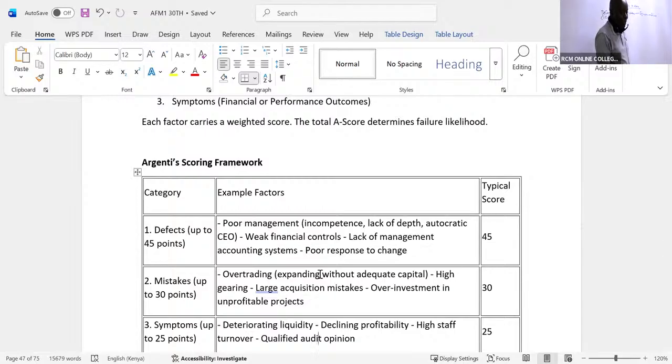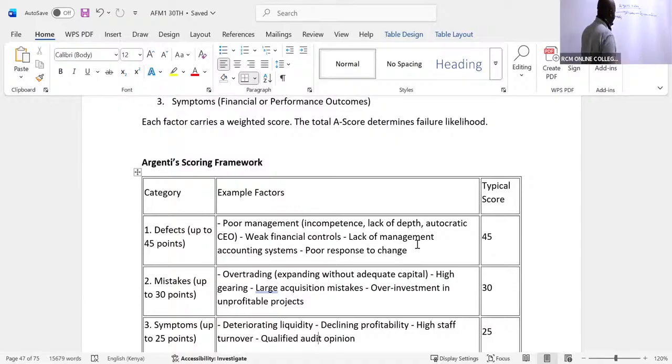Examples of defects are which ones? For example, poor management, where your managers are incompetent. They lack depth of how to run the business. The CEO, for example, is autocratic, is a dictator. Weak financial controls, lack of management accounting systems, poor response to change. So I would want you to give your organizations a score in terms of, number one, defects, out of 45 points. How many marks?